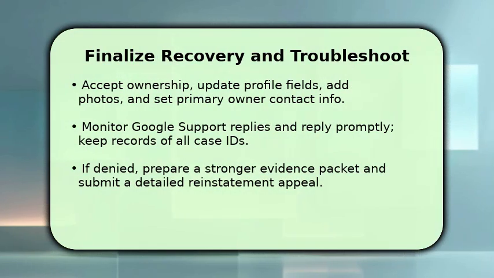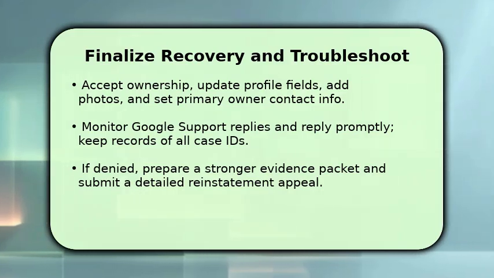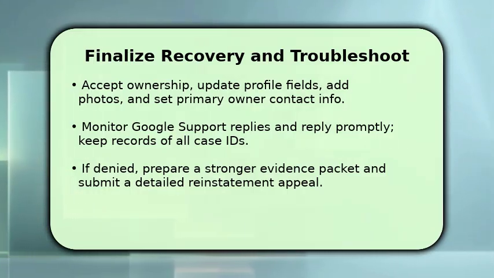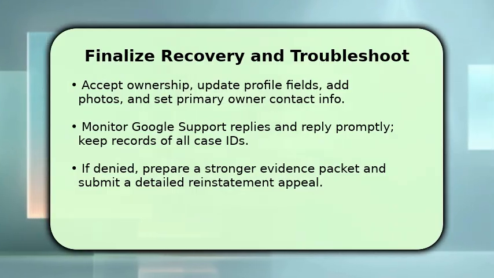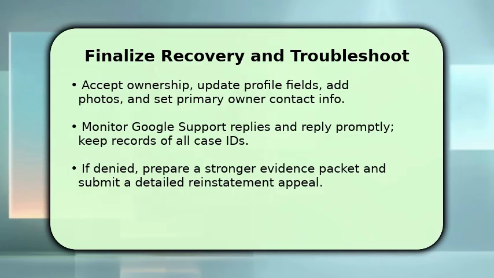You finish by accepting ownership and immediately updating key profile elements: hours, phone, website, and photos, so Google's system sees active management. Make sure to add a primary owner and enable two-step verification on the account to prevent future lockouts. Watch the support threads and respond within 24-48 hours if Google requests clarifications.